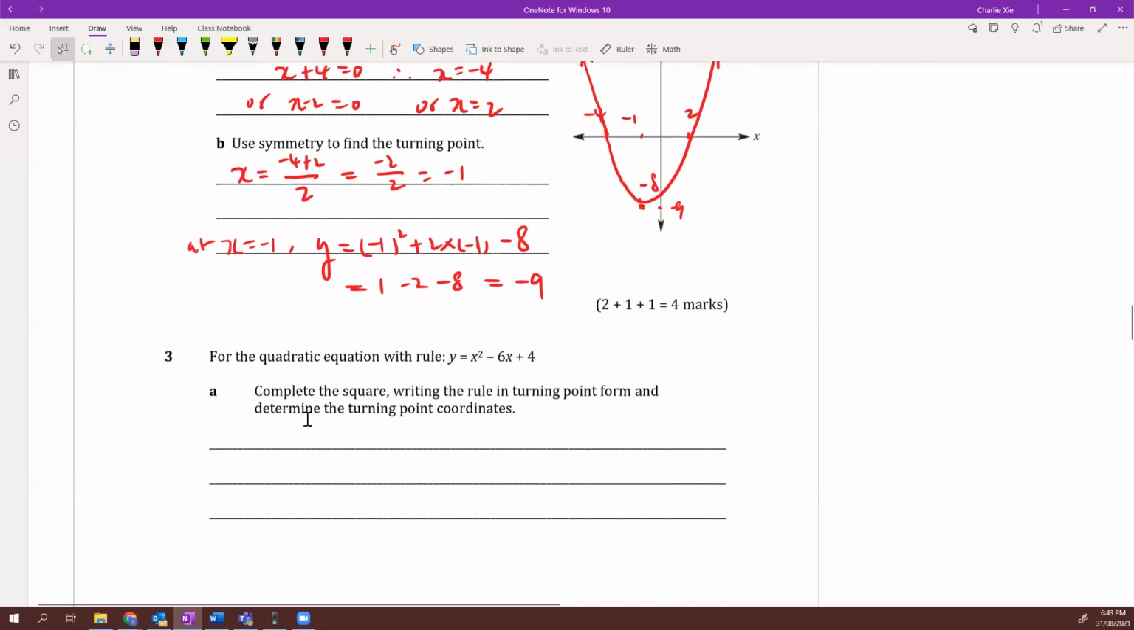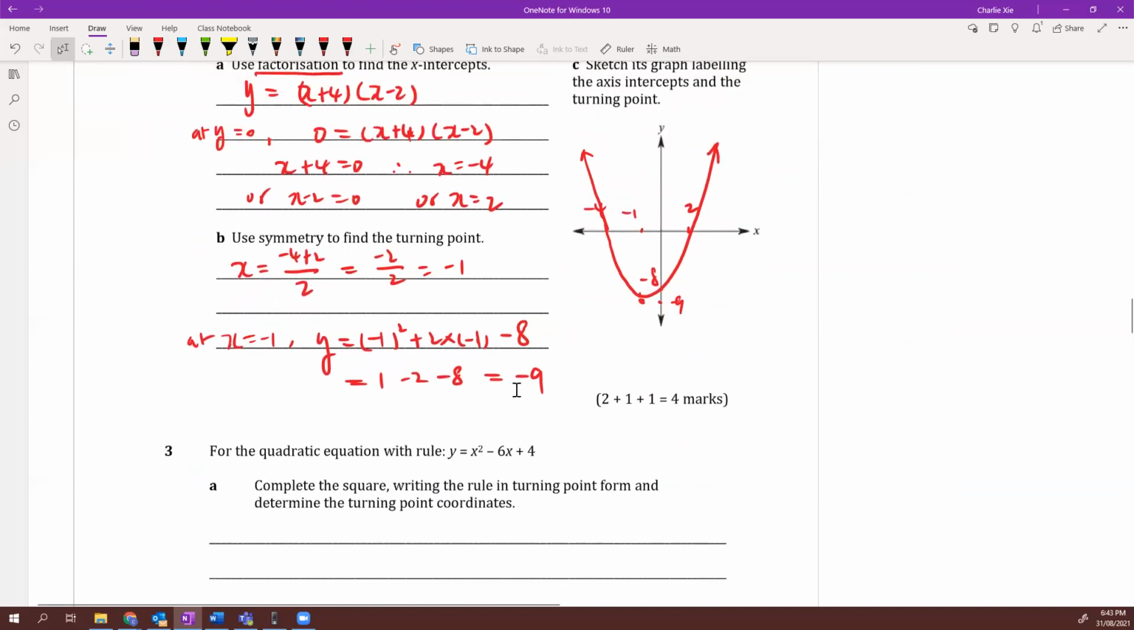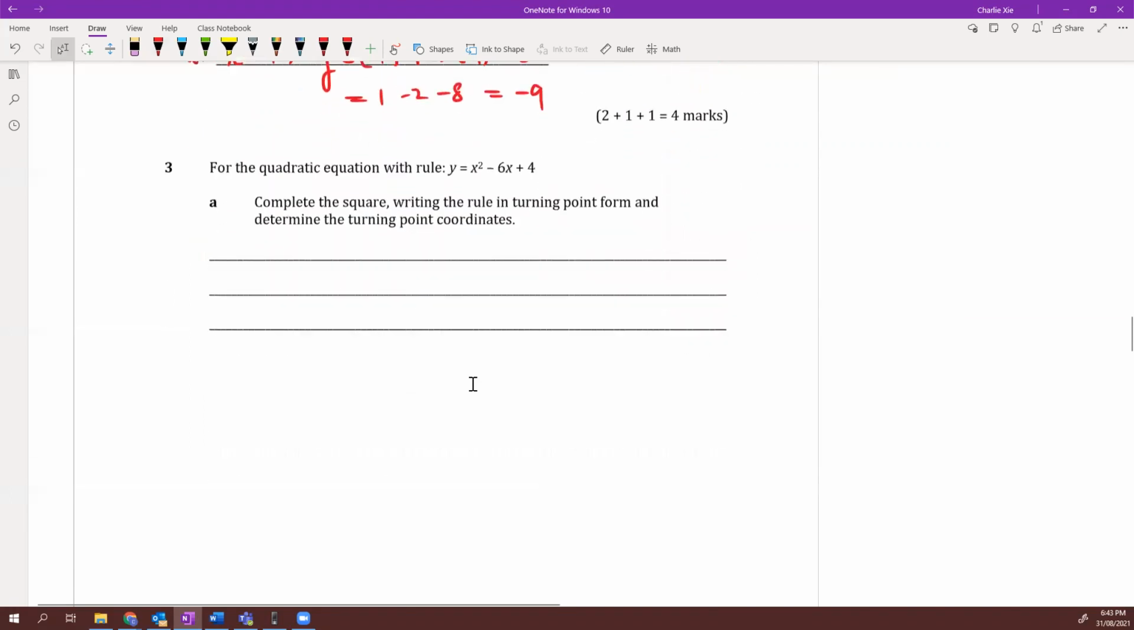Question 3. And just a reminder, feel free to replay the video or pause it, because everyone's got their own speed. You know yourself better. Question 3, for the quadratic equation with rule y equals x squared minus 6x plus 4, complete the square writing the rule in turning point form and determine the turning point coordinates. All right, y equals x squared minus 6x plus 4.